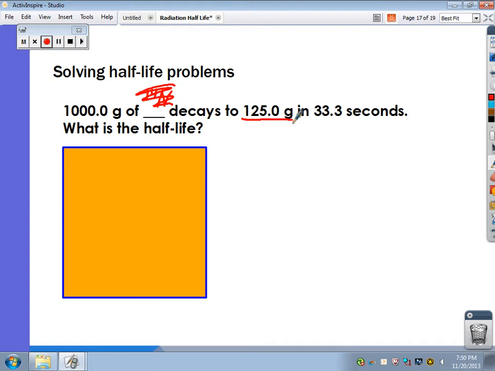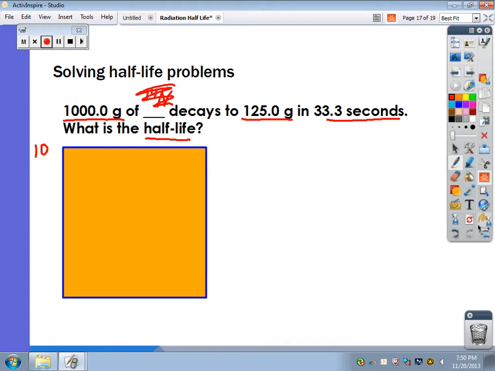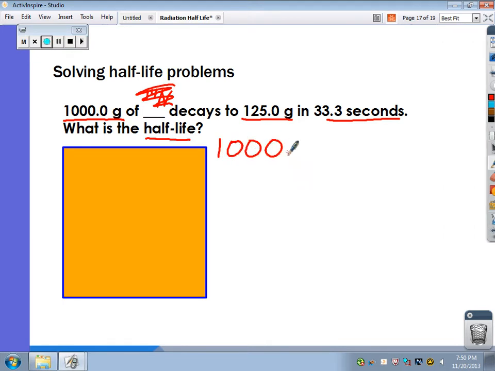You have 2 pieces of information here, but they are not times. You can only take one time and divide it into another time. You cannot divide masses. So, what do I have? I have an original mass of 1,000 grams to start with, and it's at time 0. Let's keep the times on the same side for you guys. Okay? I know my total time here, right? My total time is 33.3 seconds.